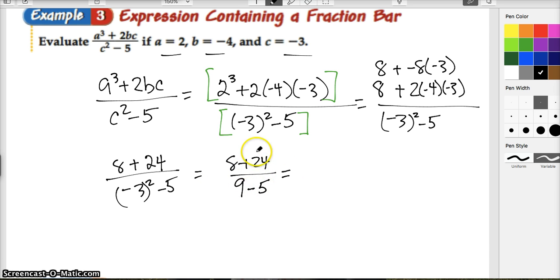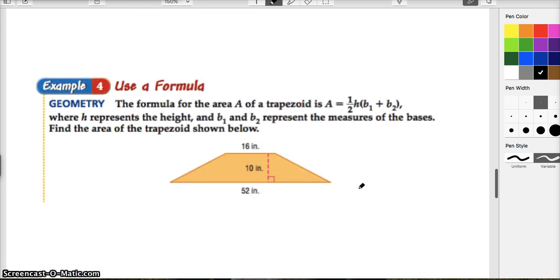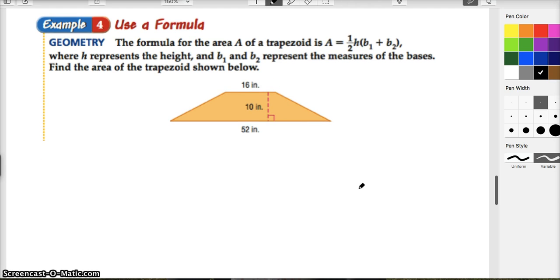So now I can add up here. 8 plus 24 is going to give me 32. And 9 minus 5 will give me 4. And I love when a plan works together because 4 goes into 32 very nicely. It goes in 8 times. And I see that I'm done. I've evaluated that. So we're going to move on to our final example of the lesson using a formula.